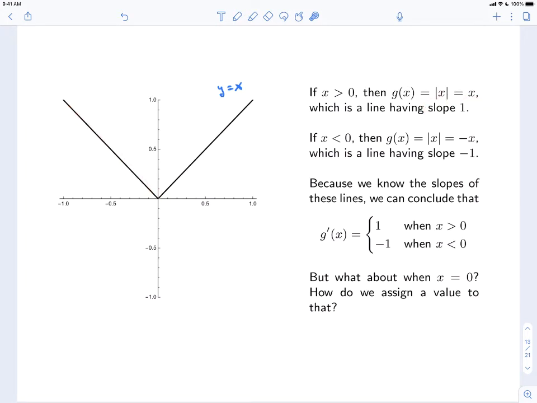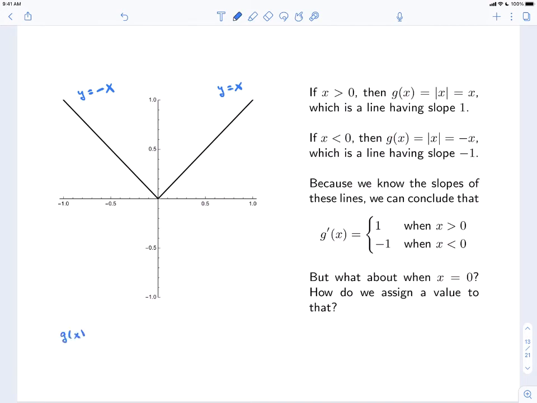If x is negative, then y is equal to negative x is the graph. So now you have, again, a linear function, g at x equals negative x, and this is a straight line, this graph, with slope negative 1. So that means the derivative is going to be negative 1. So we write that as a piecewise defined function. g prime of x is equal to 1 when x is greater than 0, and negative 1 when x is less than 0. And remember, the absolute value function was really piecewise defined as well.